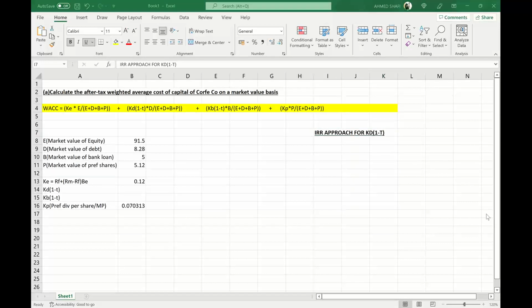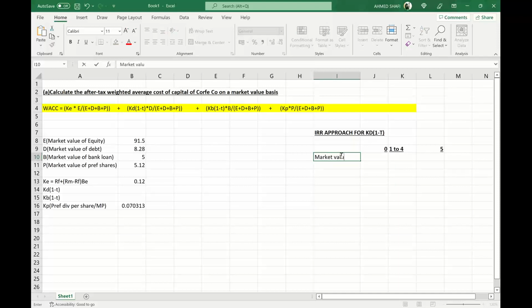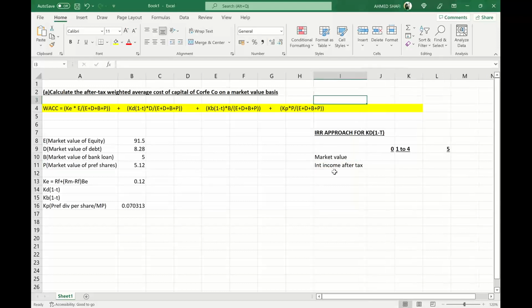Please pay attention to this IRR approach for KD(1 minus T). Now the loan notes are redeemable in 5 years. So we will make 3 columns: 0, 1 to 4, and 5. Now a debenture carries 3 cash flows. Firstly, the investor comes and buys the debenture at market value. Then he gets interest income on debenture after tax. And then he gets redemption proceeds.